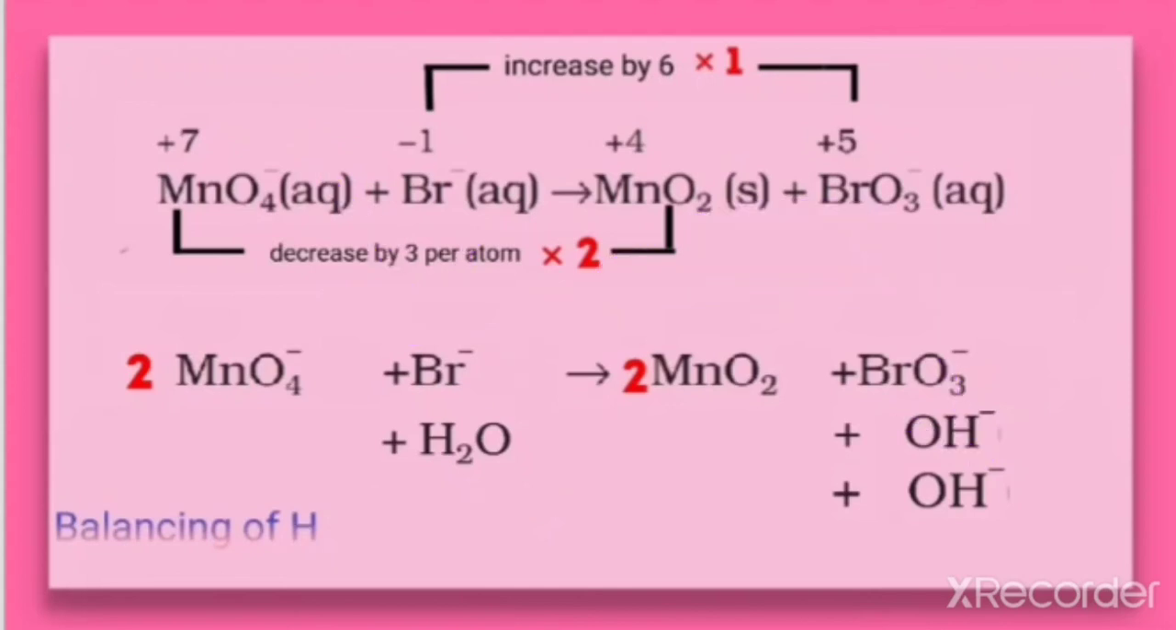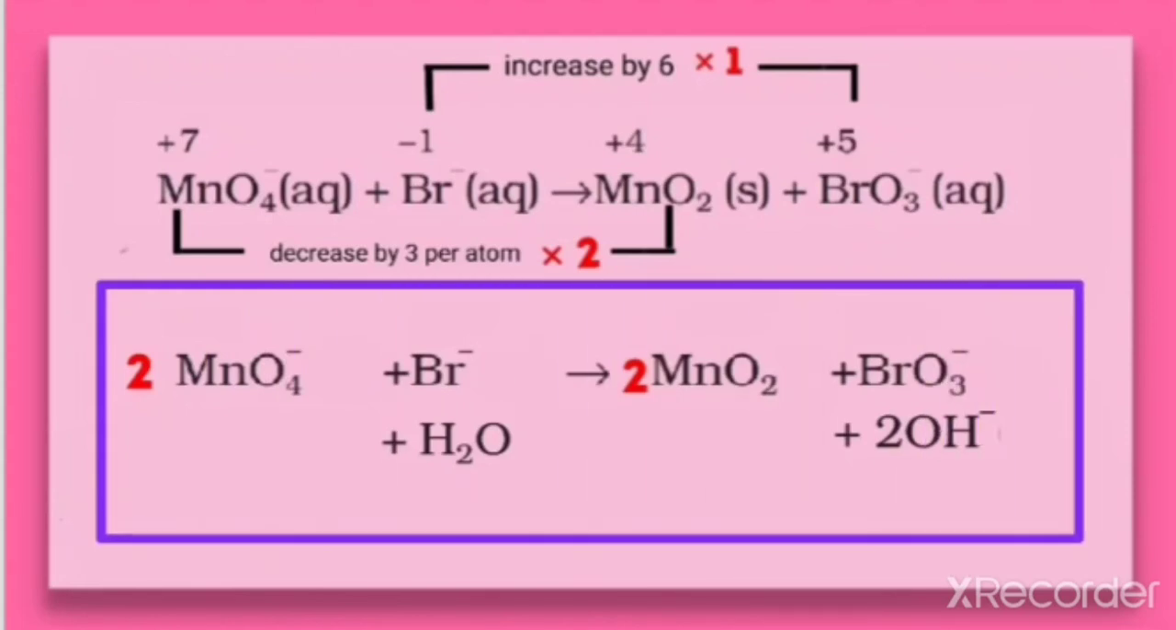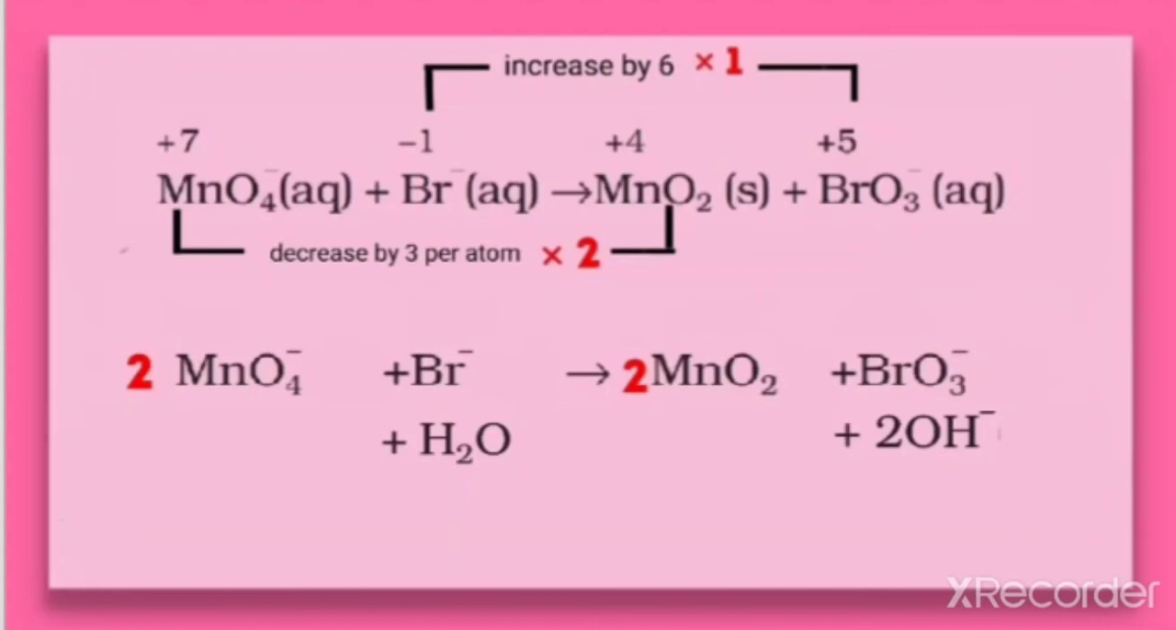So here on the right hand side there are 2 OH negative, so together that can be written as 2 OH negative. So this is the balanced equation for this reaction. In this way we will be doing the balancing of redox reactions in the basic medium. In the basic medium we get OH negative, but in the acidic medium there will be H plus in the equation. So better try some other examples also. So this is all about this video. Have a nice day.